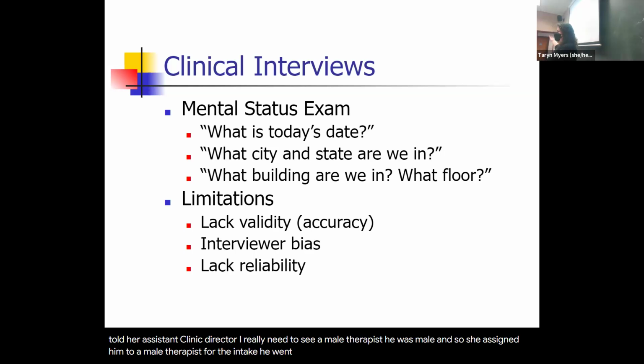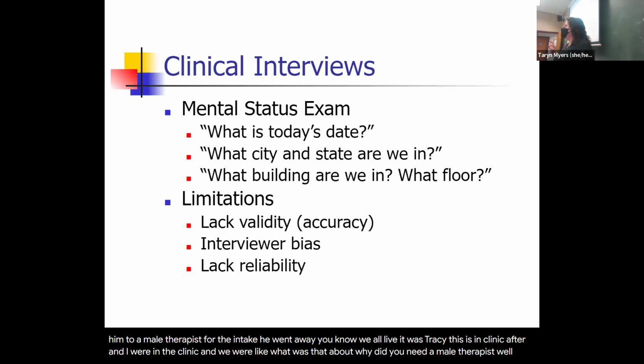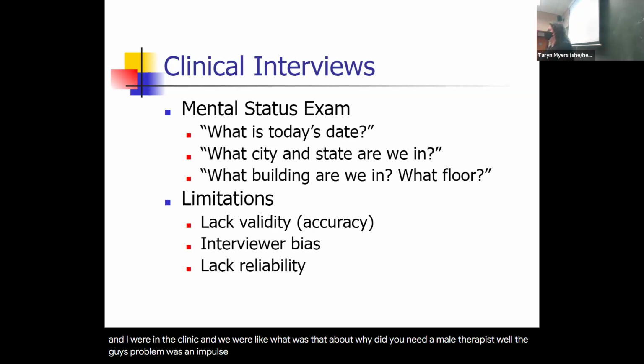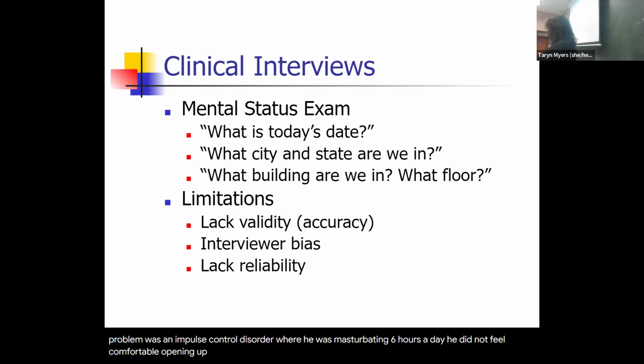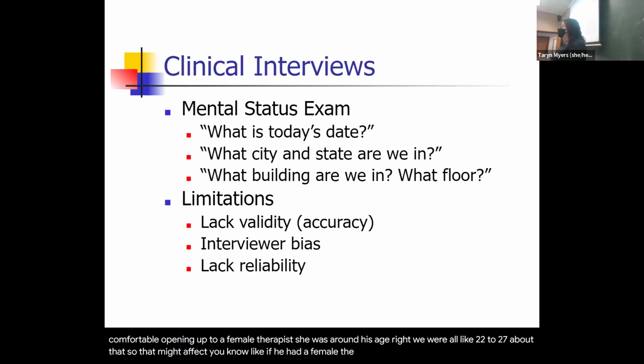He went away. It was Tracy, the assistant clinic director, and I in the clinic, and we were like, what was that about? Why did he need a male therapist? Well, the guy's problem was an impulse control disorder where he was masturbating 6 hours a day. He did not feel comfortable opening up to a female therapist who was around his age, right? We were all like 22 to 27. So if he had a female therapist, he might have never been forthcoming about that.